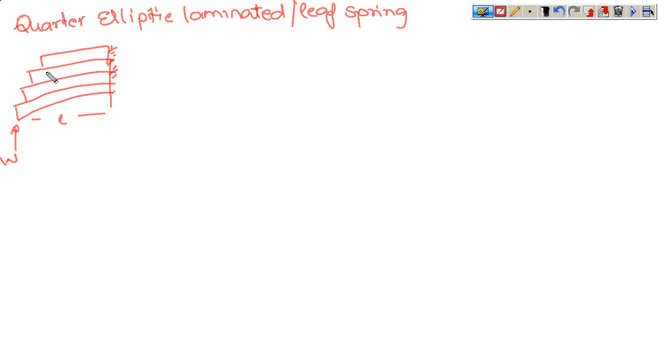So if you see a quarter elliptic leaf spring, this is W. So sigma is given by My by I. So M here is now W into L. The maximum bending moment is for a cantilever beam subjected to a point load at the free end. It is W into L, and y is t by 2, and I is bt cube by 12.